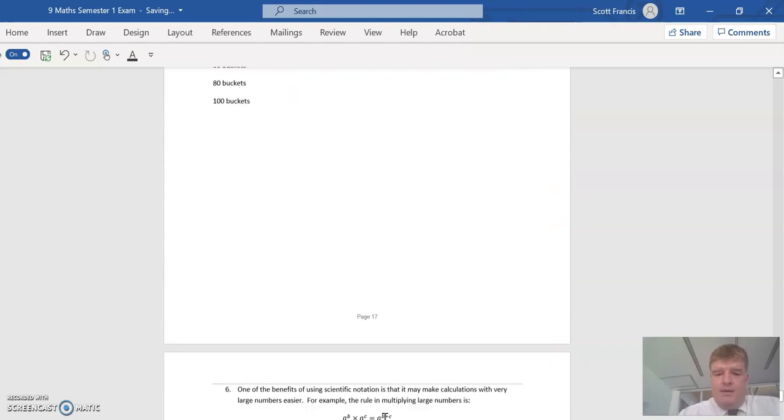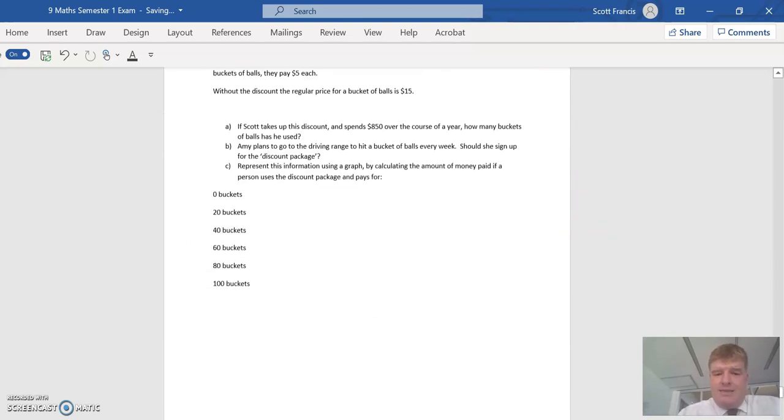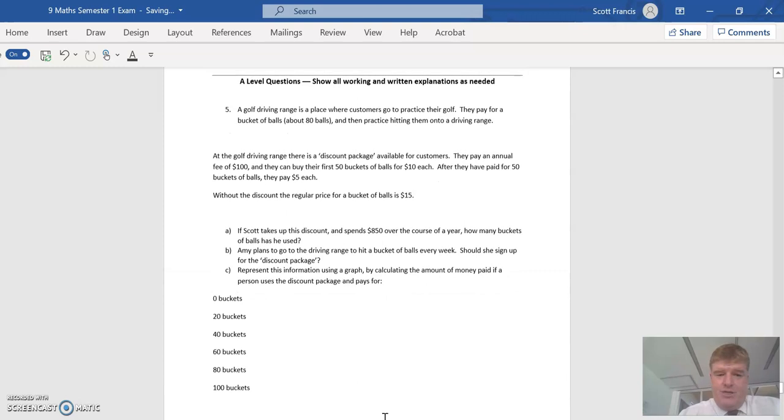Okay. The last couple of questions here, where we go to practice hitting golf balls. Okay, there's a discount package. They pay an annual fee of $100. They buy the first 50 buckets of balls for $10 each, and then they pay $5 each. Otherwise, they pay $15 per bucket of balls.